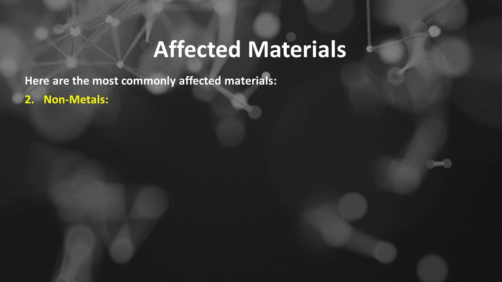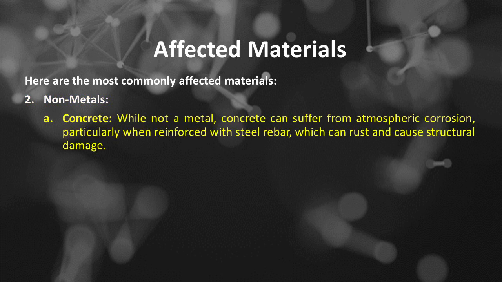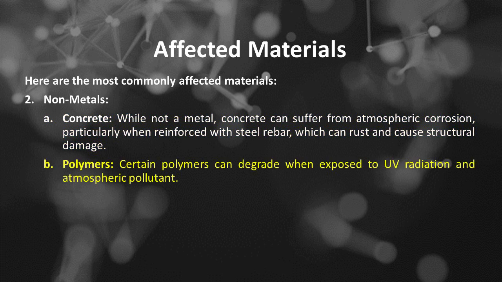Number 2 of the most commonly affected materials is nonmetals, which includes: Number A of nonmetals is concrete. While not a metal, concrete can suffer from atmospheric corrosion, particularly when reinforced with steel rebar, which can rust and cause structural damage. Number B of nonmetals is polymers. Certain polymers can degrade when exposed to UV radiation and atmospheric pollutants.